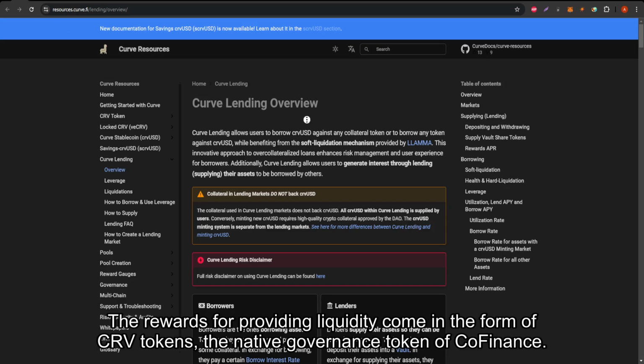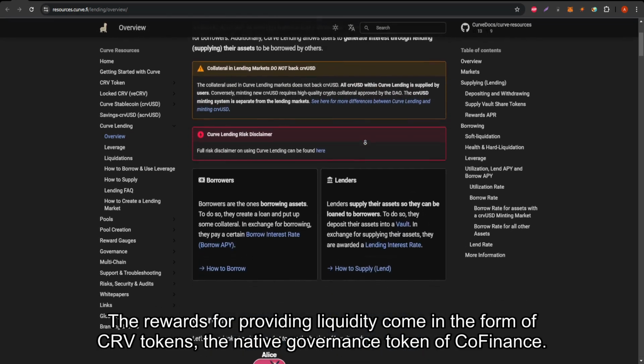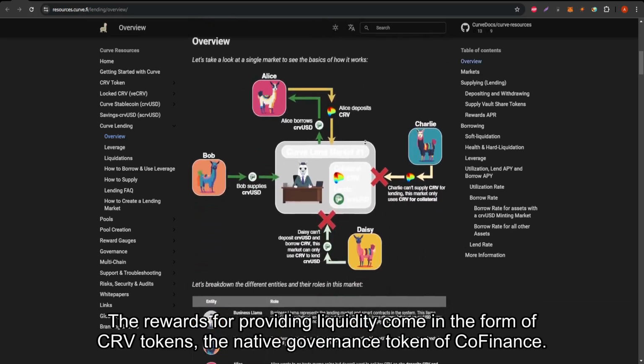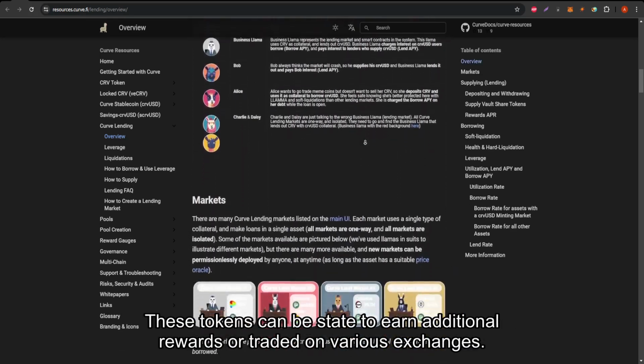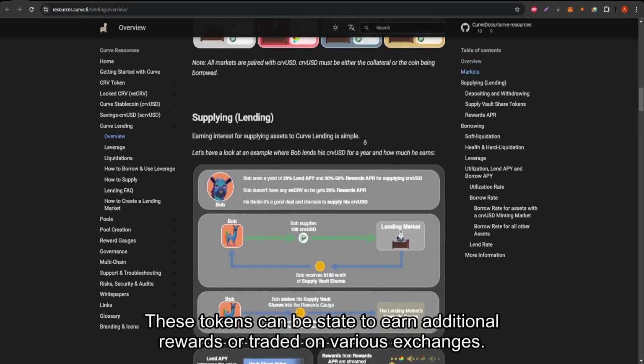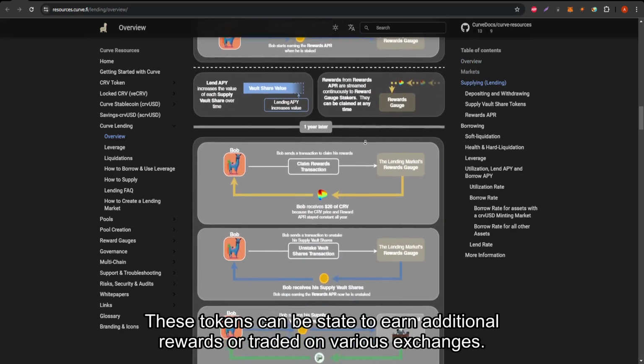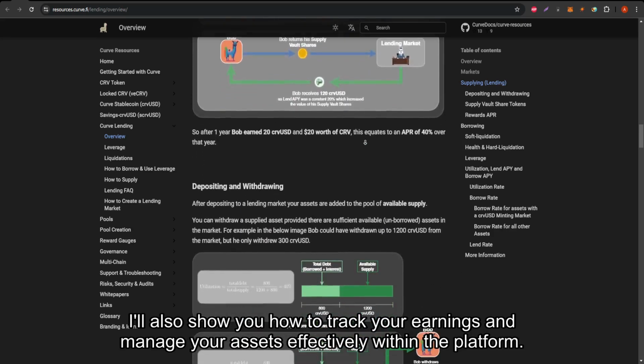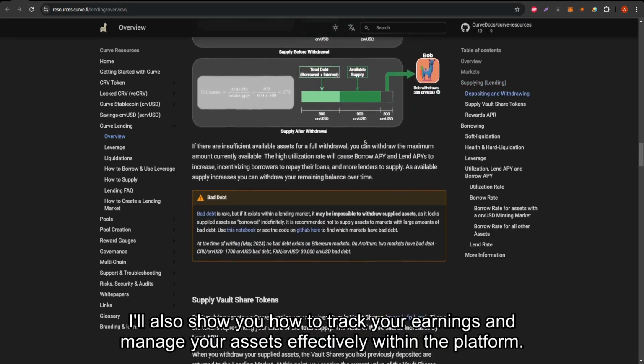The rewards for providing liquidity come in the form of CRV tokens, the native governance token of Curve Finance. These tokens can be staked to earn additional rewards or traded on various exchanges. I'll also show you how to track your earnings and manage your assets effectively within the platform.